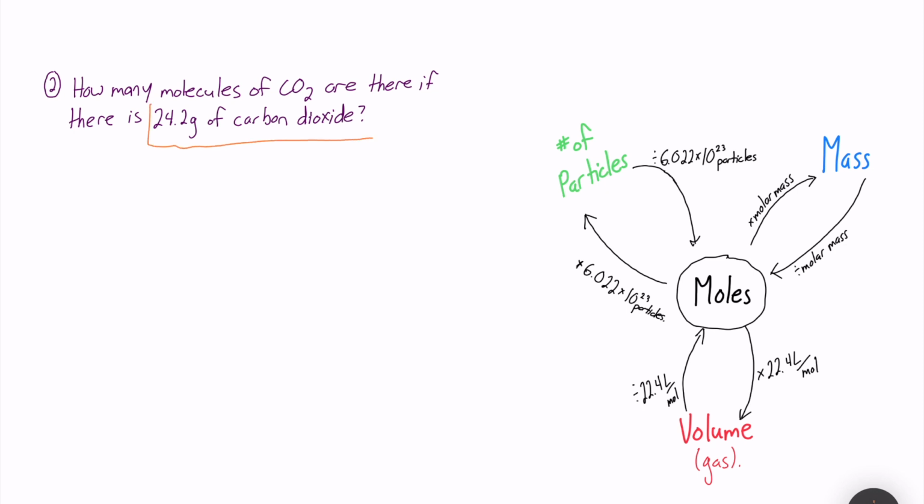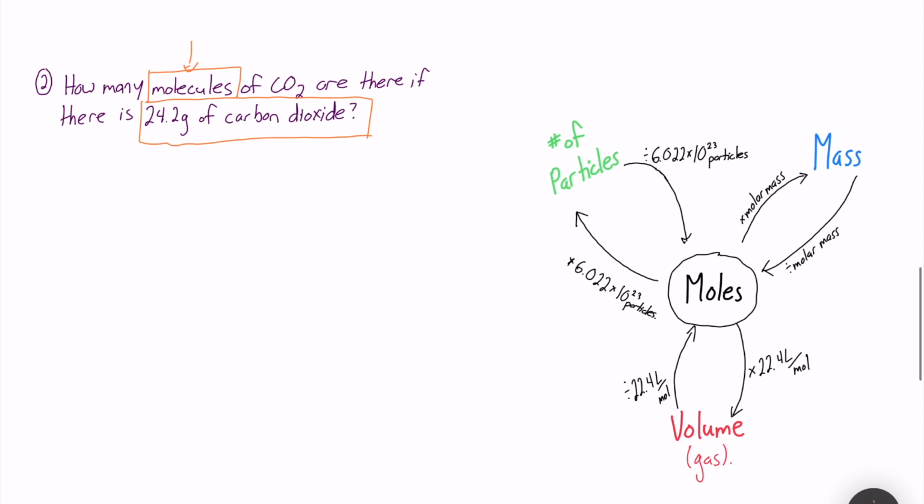Looks like we are given the mass of CO2, so 24.2 grams, and it wants us to figure out the number of molecules. So if we take a look at our mole roadmap, we are starting at mass, and the question wants us to find the number of particles. So remember, particles can mean atoms or molecules here. In this case, it means molecules for us. So first off, we're going to go from mass to moles, and from moles, we're going to go to particles.